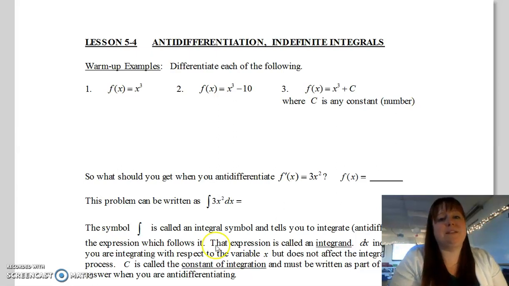All right, we're talking about antidifferentiation and indefinite integrals today, and you're like, what? This is so hard. This is something totally new. And it is new, but it's actually really cool.